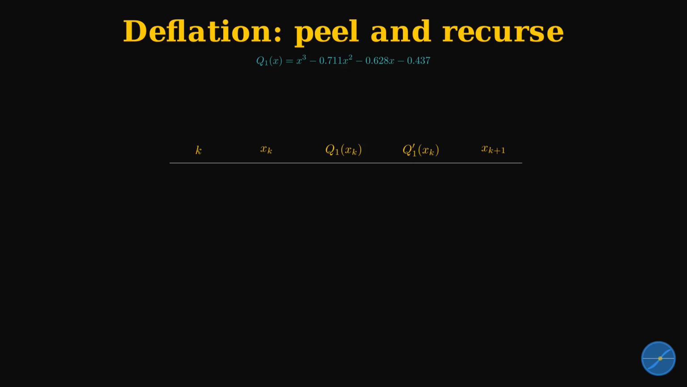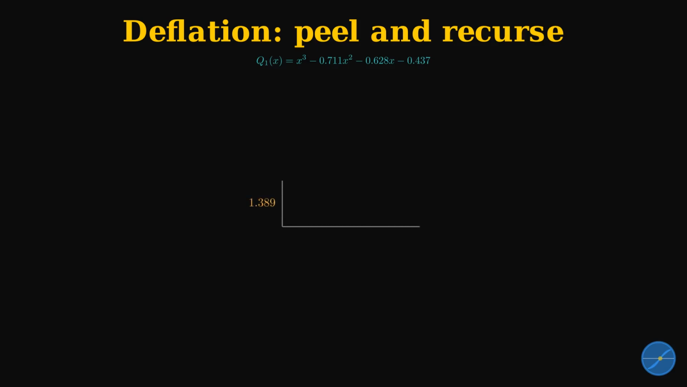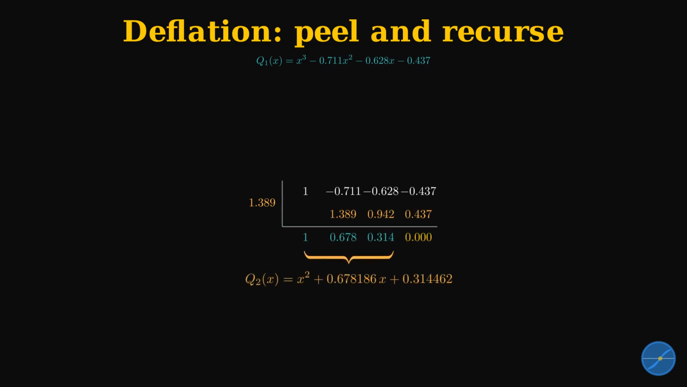Seed at 1.5. In each step, evaluate q1 and its slope, and then you see the correction shrinks fast. It settles on the second real root, x hat 2, about 1.389391. Deflate again. q1's coefficients 1, minus 0.711, minus 0.628, minus 0.437 go into a new division, this time by x hat 2. The remainder is 0 as it must be, and the quotient is a quadratic, q2.